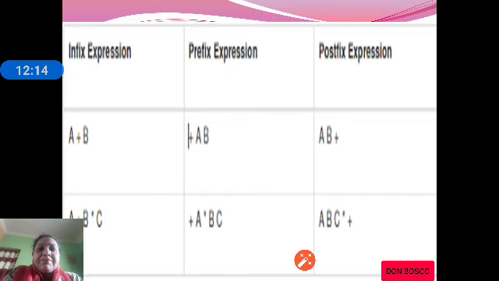Then we have one more infix example, A plus B into C. The prefix expression is plus A into BC. How did we get this? See, plus and into. Into has higher precedence than plus. So first B into C will be converted, so it will be into BC. Similarly, then plus A, and the result of B into C.